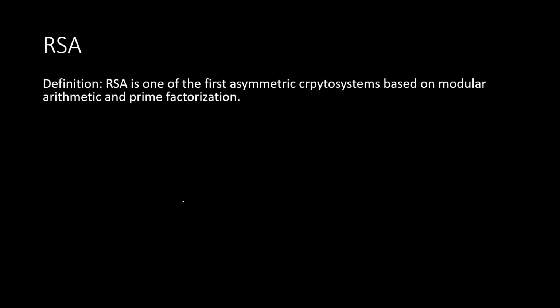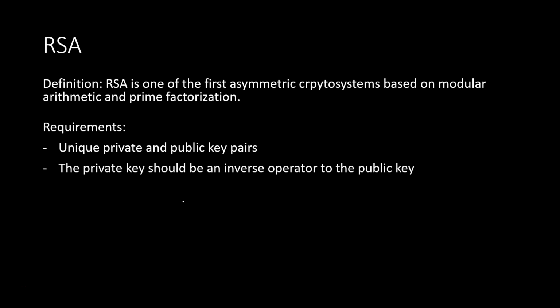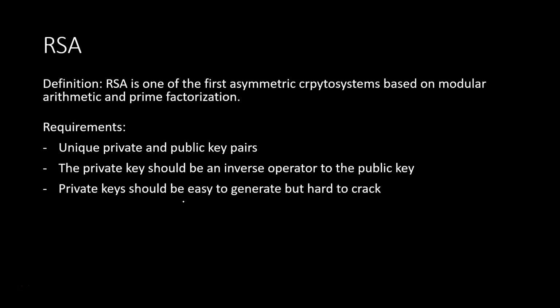RSA is one of the first asymmetric crypto systems based on modular arithmetic and prime factorization. Let's review what we actually need for such a system to work. First, we need unique private and public key pairs. Then we need to have the private key undo the public key operation. It needs to be an inverse operator. And also, the private keys should be easy to generate but hard to crack. They should be based on a trapdoor function.